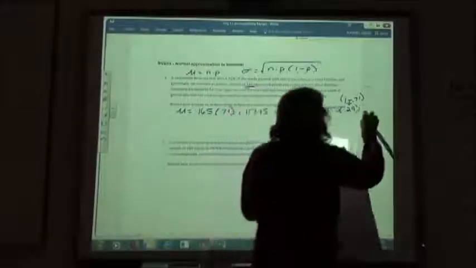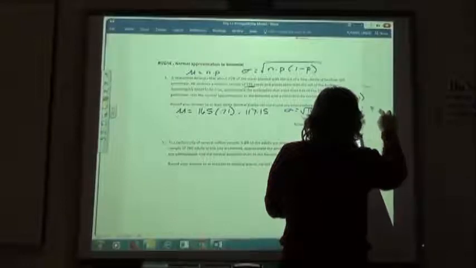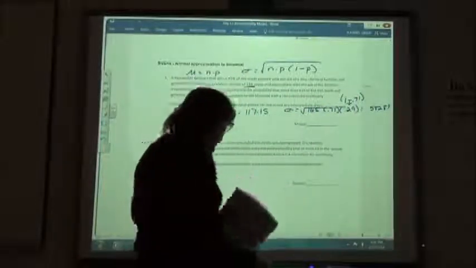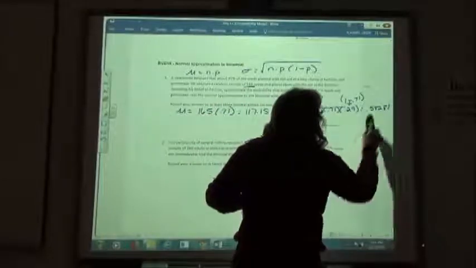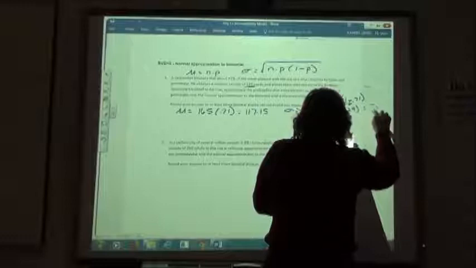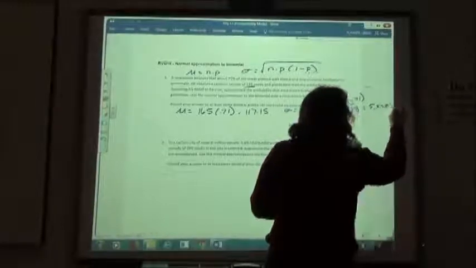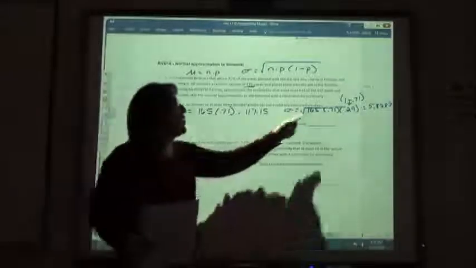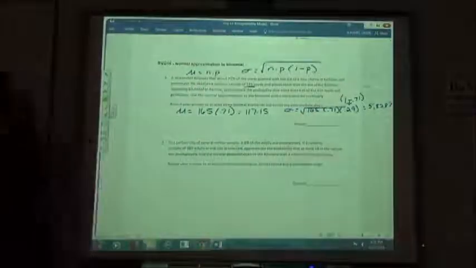5.8 something or other. In fact, when I did my calculation, I did that earlier. 5.8287. I can read my own writing. In fact, I didn't even do that. I just put it in the formula when I typed it in.